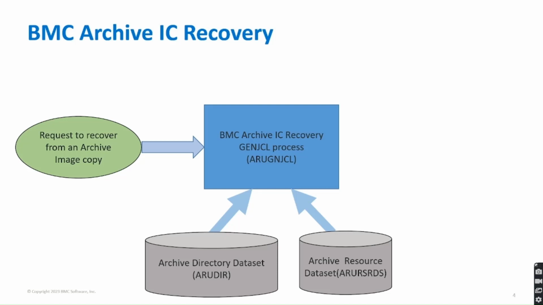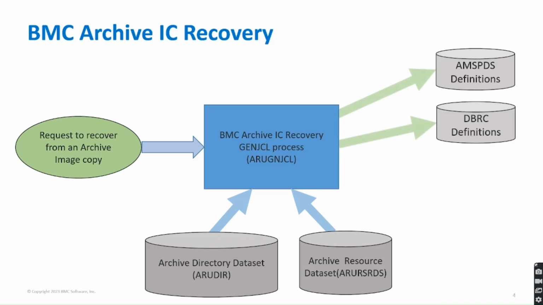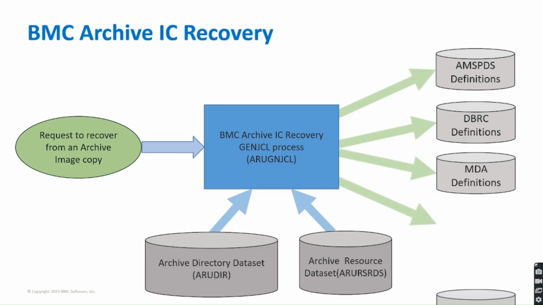Gen JCL process generates AIM-SPDS definition member, DBRC definition member, MDA definitions, and also generates a multi-step recovery JCL. This recovery JCL has step to allocate all the AIM-SPDS datasets if DYNALLOC equals NO. Step to register all the databases to DBRC. Step to recover the requested databases using archive image copies. Step to rebuild indexes using BMC's secondary index utility for IMS.